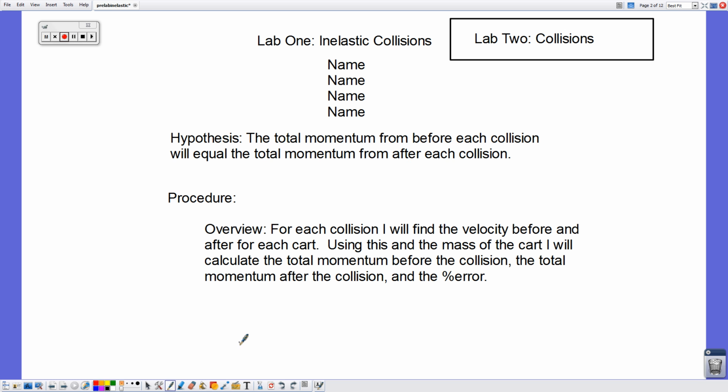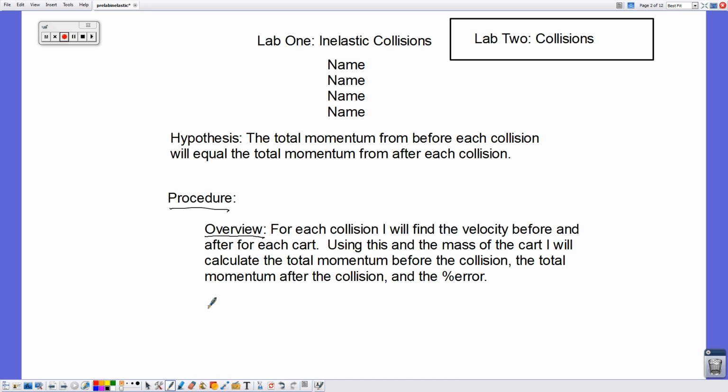Now, I have a bunch of things that go underneath procedure. The first thing that goes underneath procedure is overview. Please write this down. This is a sentence description of your procedure, of what you will actually be doing. For each collision, I will find the velocity before and after for each cart. Using this and the mass of the cart, I will calculate the total momentum before the collision, the total momentum after collision, and the percent error.